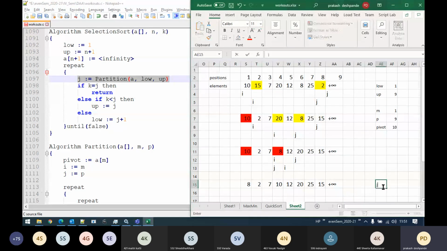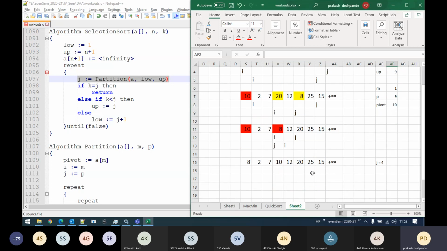Now j becomes 4, right? Is this j equal to our k value? Our k, we assumed it to be what? Say sixth value. K is 6. Is this j equal to k? No. Means we have to look into the next part, that is else if. Is k less than j? No. Then obviously k is greater than j.